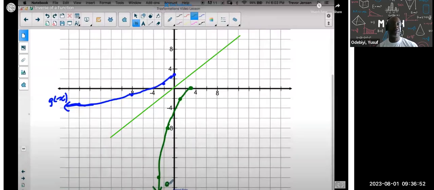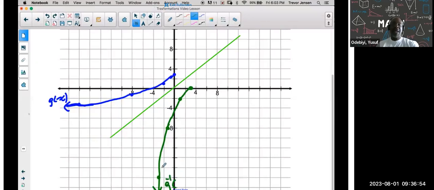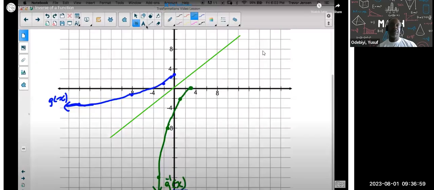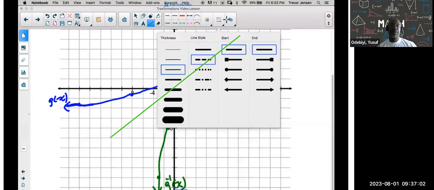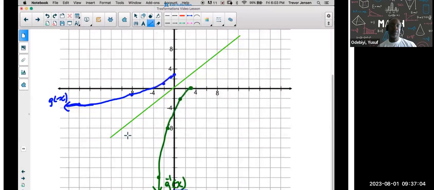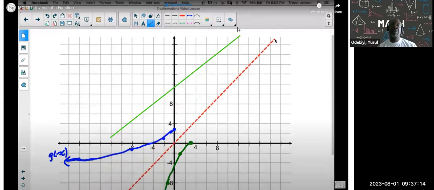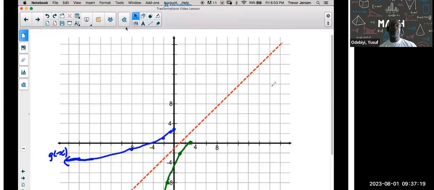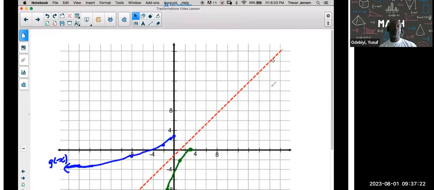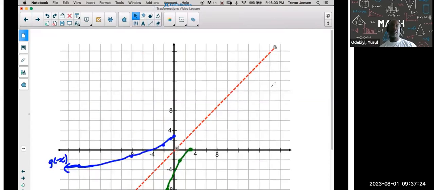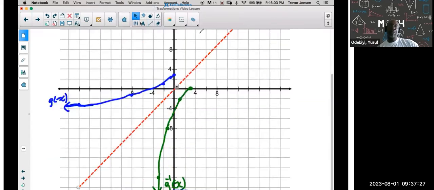And notice this is our transform function. This is the inverse of our transform function g at x. So the inverse of g at x looks like this. And hopefully you notice this looks like a diagonal reflection through the line y equals x. So if I drew the line y equals x, it would look like this. And notice the inverse of g at x, oops, let me fix that. The inverse of g at x is just a reflection across this line.